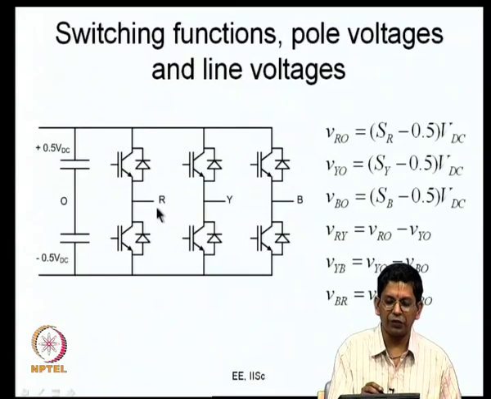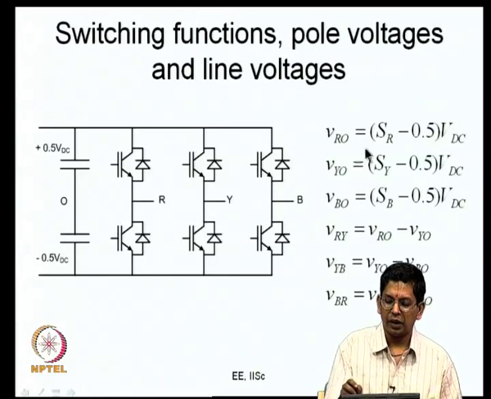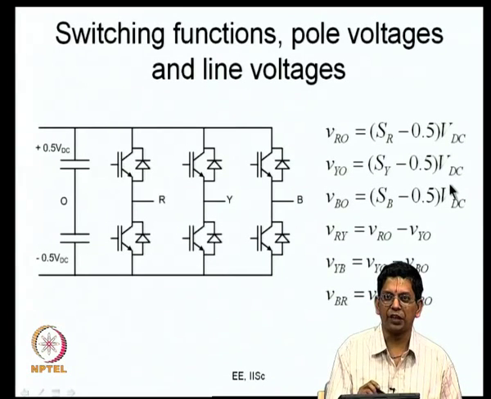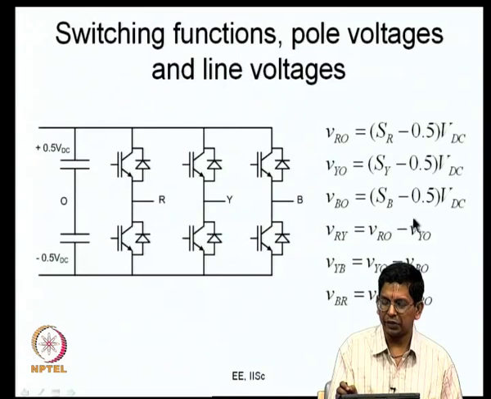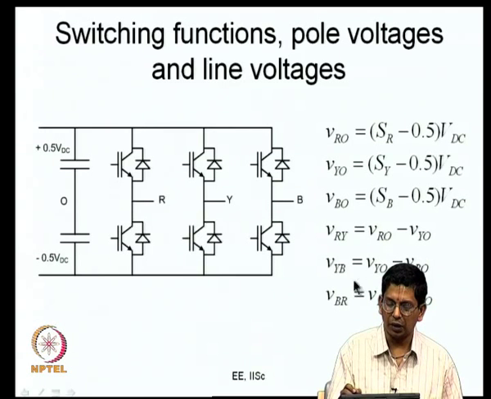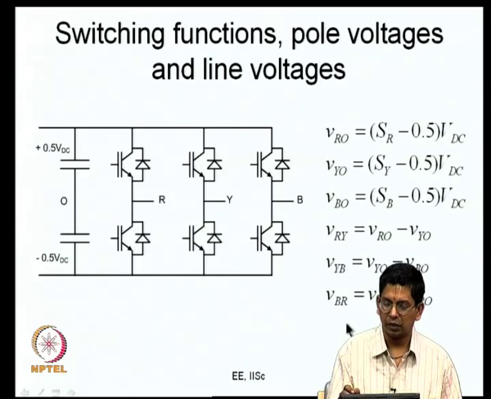Therefore, the pole voltage VRO can be expressed in terms of SR and VDC like this: SR minus 0.5 times VDC, and VYO can be written as SY minus 0.5 times VDC. Similarly, VBO can be written as SB minus 0.5 times VDC. So, given the DC voltage and the switching functions SR, SY and SB, it is possible for you to write down VRO, VYO and VBO. Next, you have the line to line voltages here. So, you have VRY. What is VRY? It is VRO minus VYO, and similarly VYB is VYO minus VBO and VBR is VBO minus VRO.